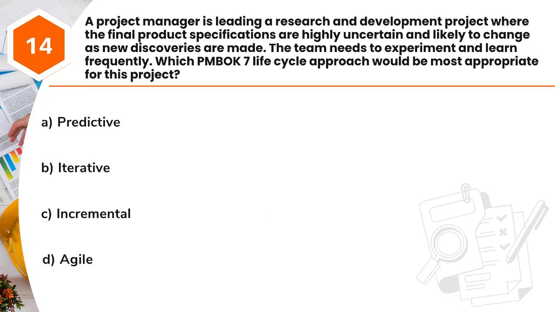Question 14. A project manager is leading a research and development project where the final product specifications are highly uncertain and likely to change as new discoveries are made. The team needs to experiment and learn frequently. Which PMBOK 7 life cycle approach would be most appropriate for this project? A. Predictive. B. Iterative. C. Incremental. D. Agile.